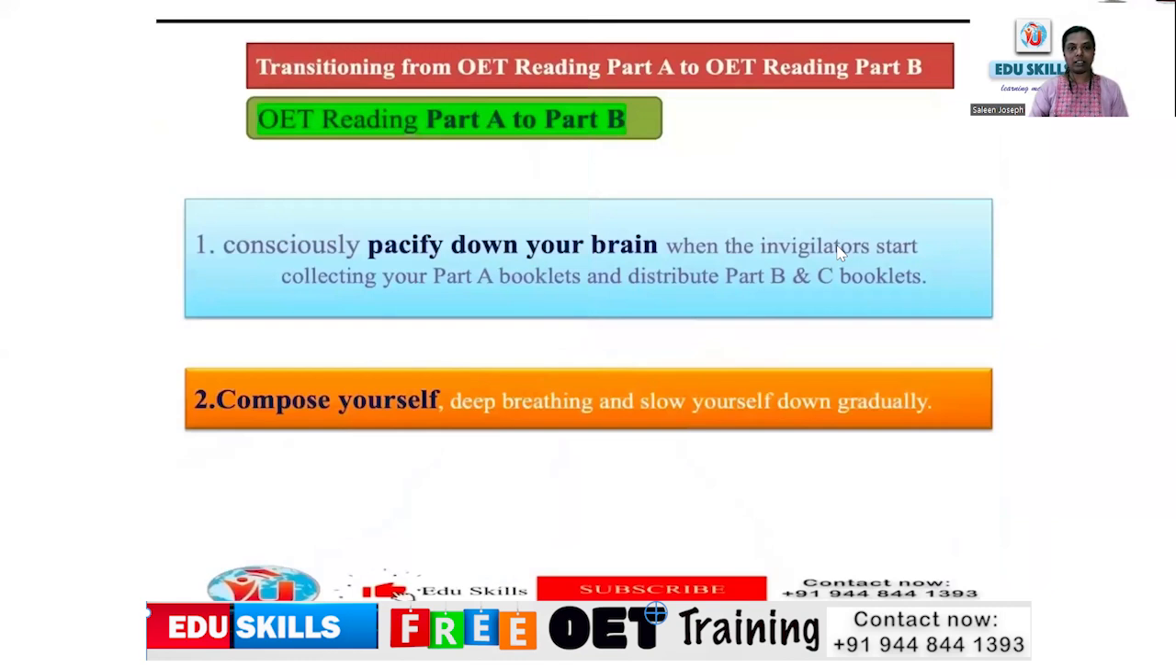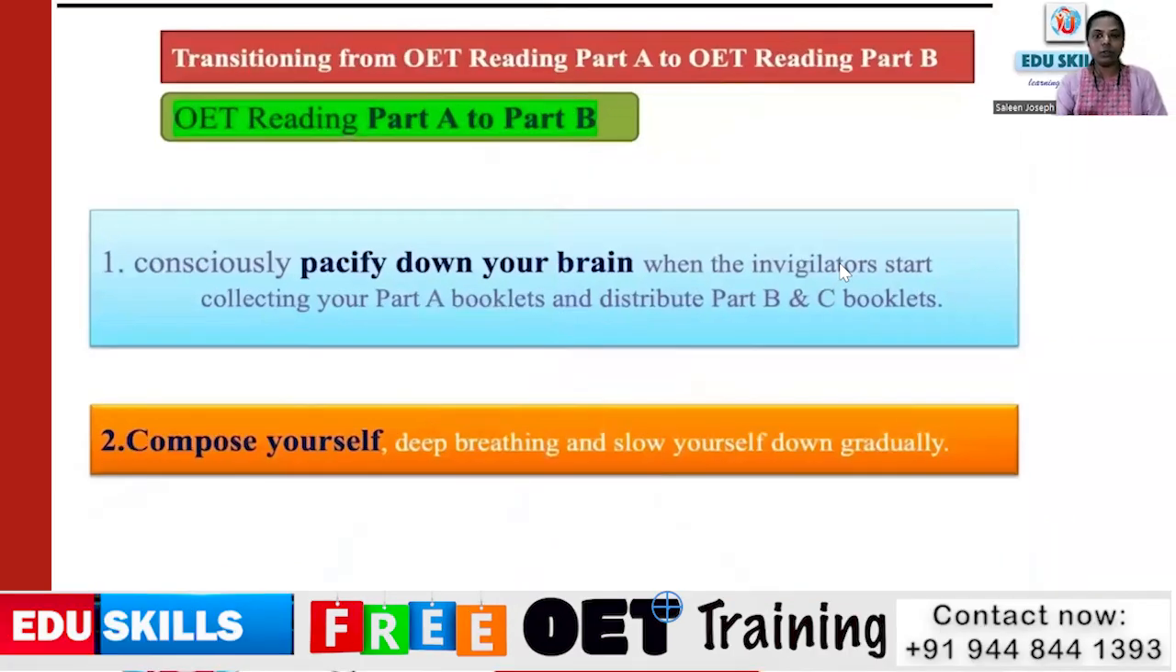Now, moving on to reading part B. As you all know, when we are doing reading part A, you have to do it in a very short period, that is 15 minutes. So in 15 minutes, your mind, your hands, everything will be in a very fast mode, mentally and physically. So there is a transition from OET reading part A to reading part B.